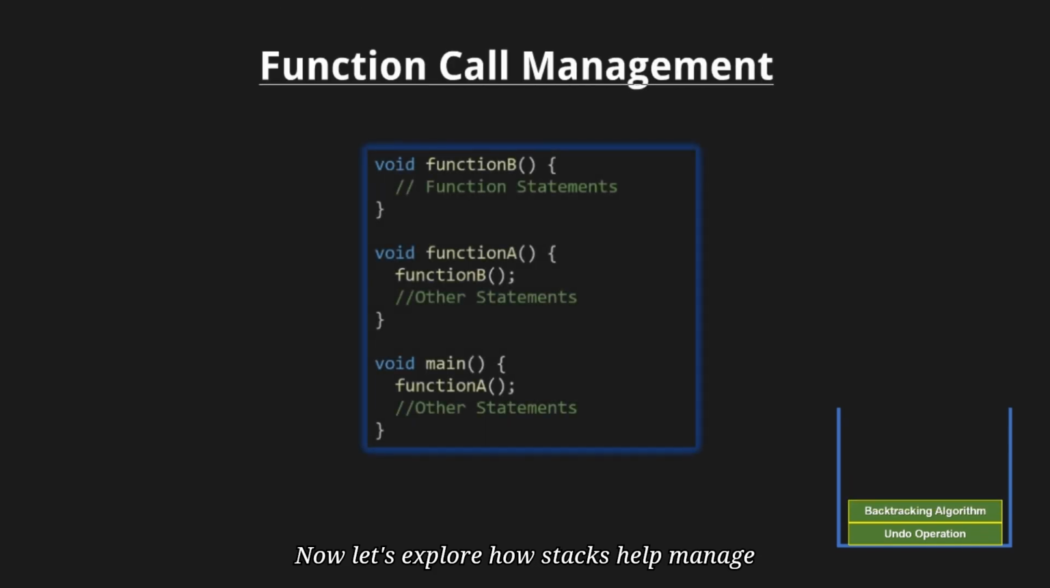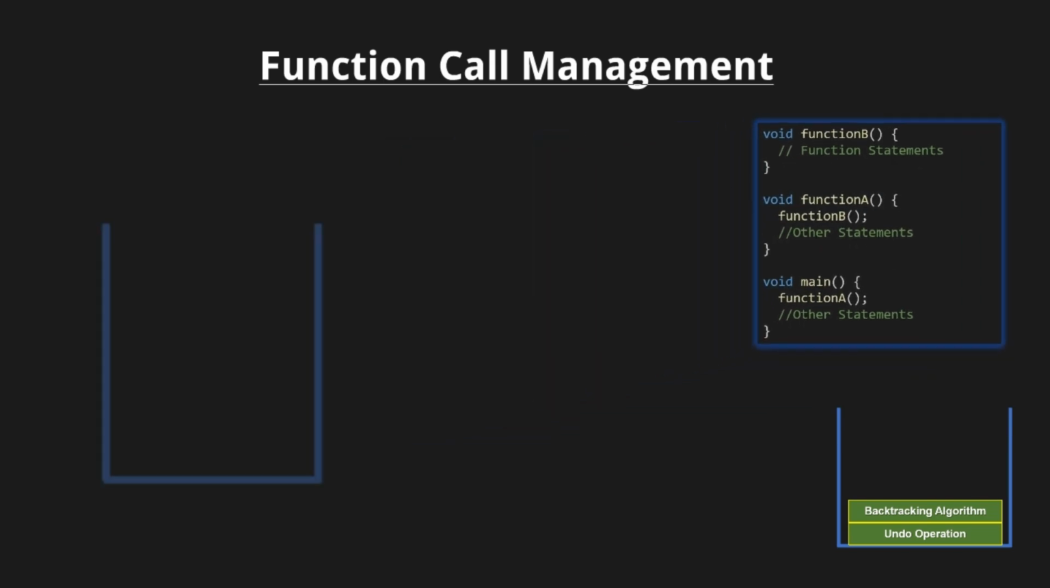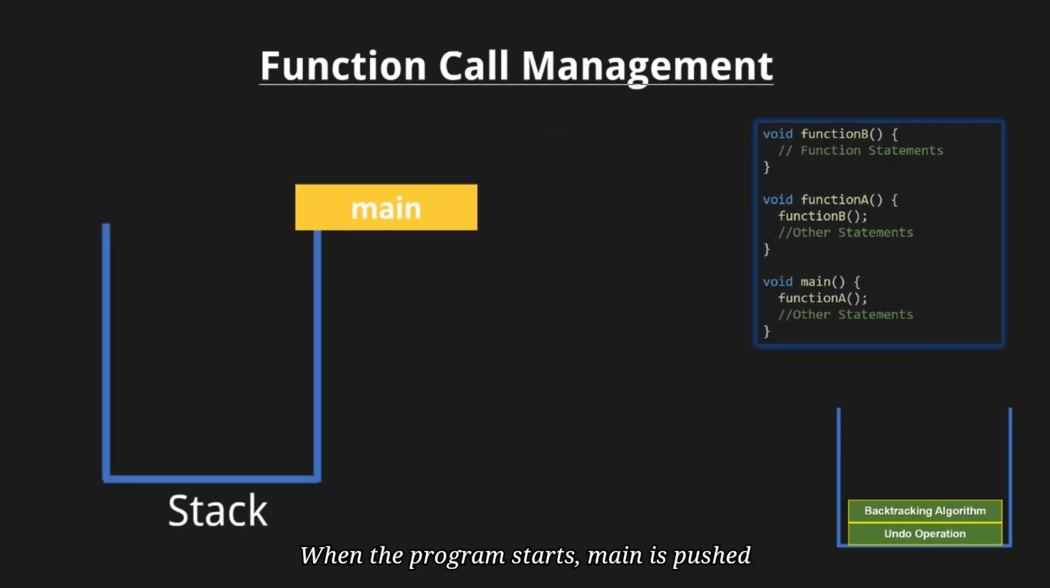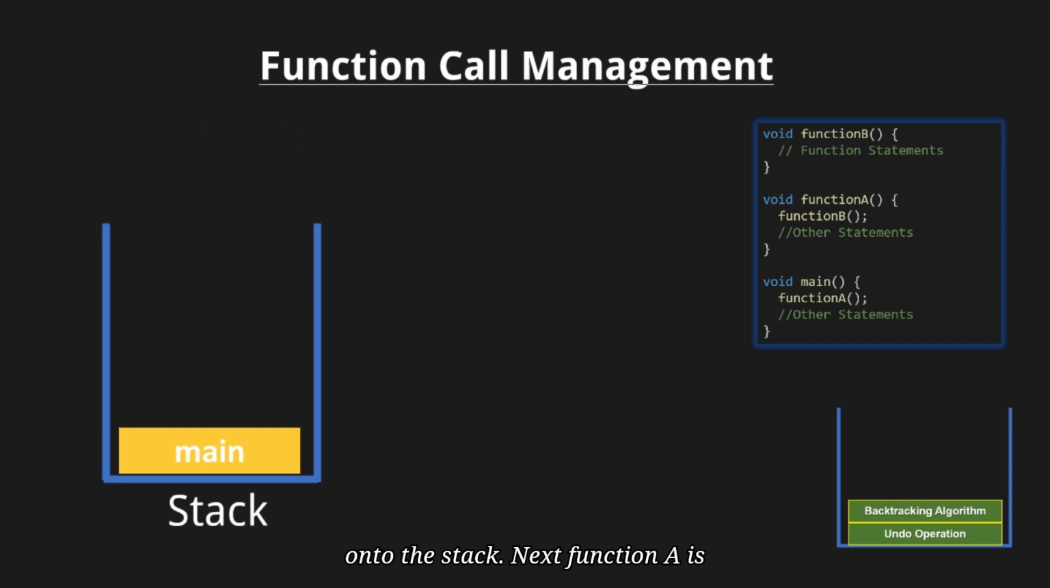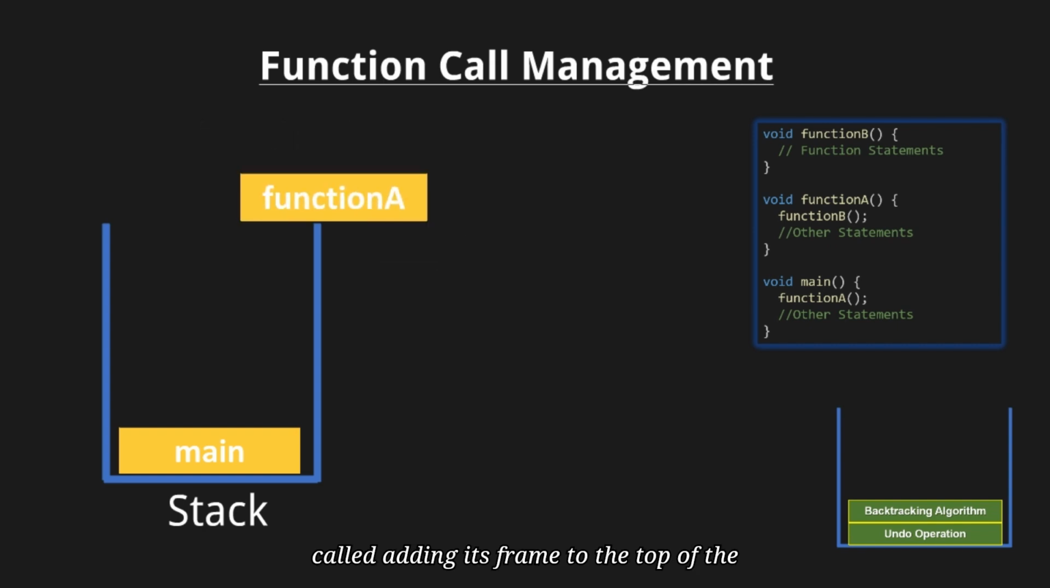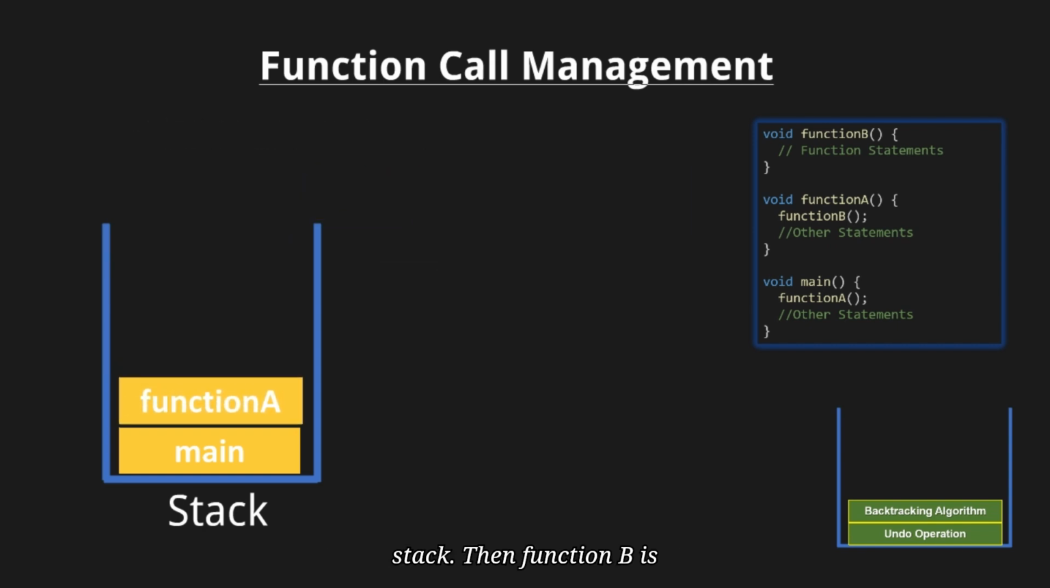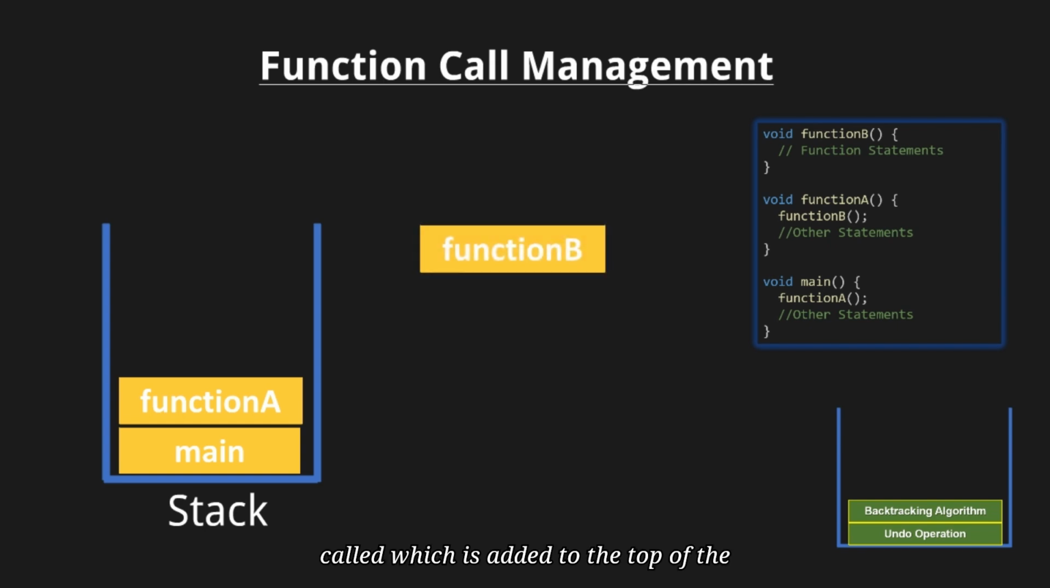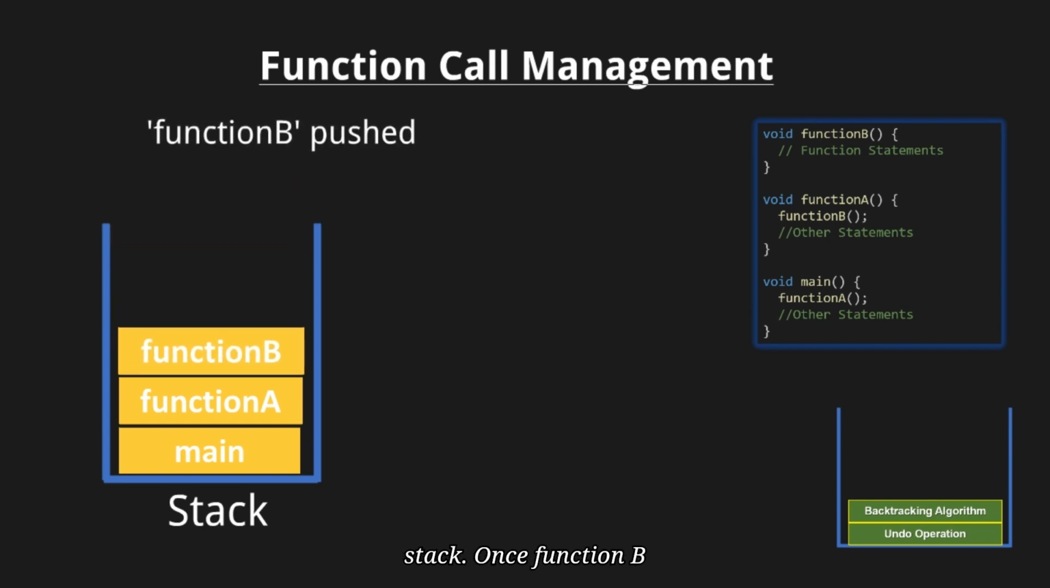Now let's explore how stacks help manage function calls in a program. Here's a basic example where the main function calls function A and function A then calls function B. When the program starts, main is pushed onto the stack. Next, function A is called, adding its frame to the top of the stack. Then function B is called, which is added to the top of the stack.